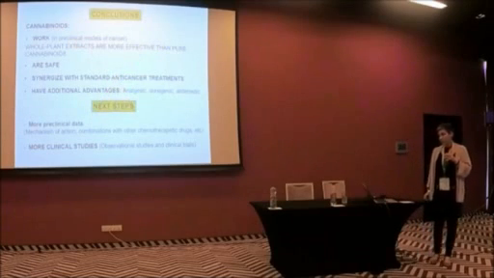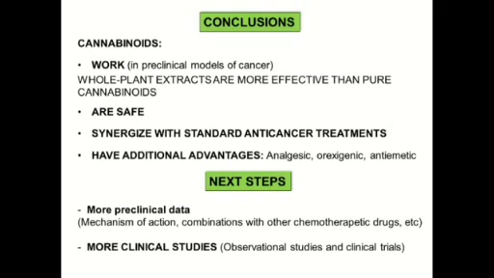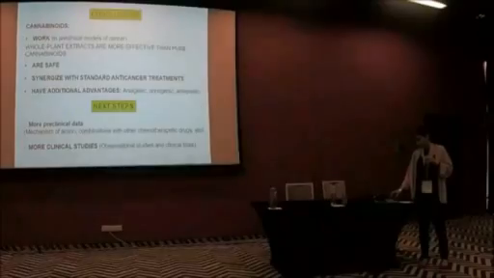And just to summarize, the conclusions would be that we have a tool in our hands that works as an anti-tumoral tool, at least in preclinical models of cancer. We know also that the whole plant extracts work better than the pure compounds. These tools are safe, and we know that not only from the preclinical, but also from the clinical setting. And we also know that they synergize very well with the standard anti-cancer treatments. And let's not forget that these compounds have additional advantages that are very good for cancer patients. They are analgesic compounds, they stimulate appetite, they are antiemetic, and many more.